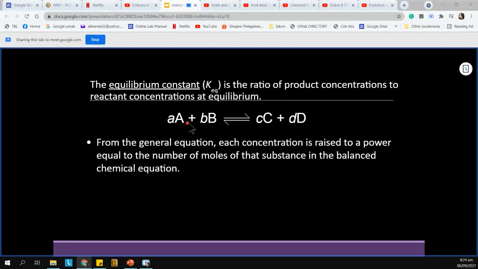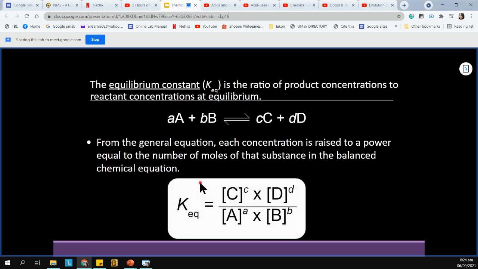So if we're going to get the constant of an equation, since as I mentioned, you're going to be quantifying it, we use the symbol KEQ, or the equilibrium constant. Now, the equilibrium constant is the ratio of the product concentration to the reactant concentration at equilibrium. Now, usually, it's the concentration to the power of the moles of that substance in the balanced equation. Kailangan balanced siya, otherwise it's not gonna get an equilibrium, okay?